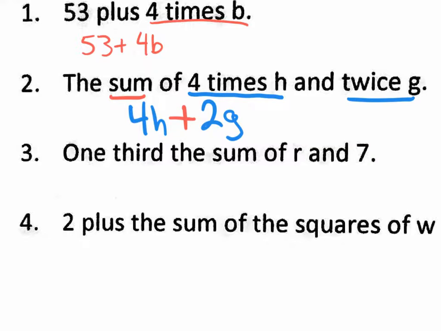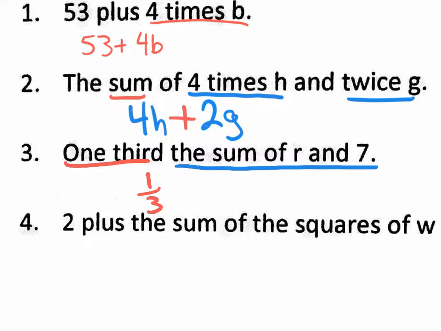Number 3 gets a little more challenging. Now, number 3, when it says any type of fraction, you write the fraction down and usually you multiply it, right? So we have 1/3. Let's write down 1/3. That's really 1 over 3. Now it says 1/3 the sum. What does sum mean? Add. So 1/3 the sum of r and 7. So we're going to take 1/3 and we need to multiply it by the sum of r and 7.